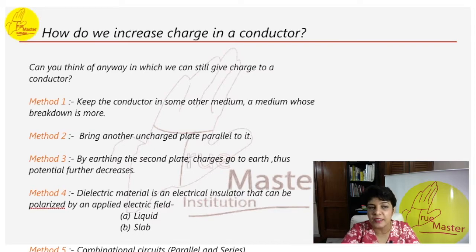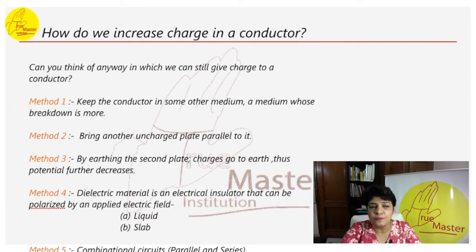Number one is to keep the conductor in some other medium. Presently, whichever medium it is, when the ionization starts, it will start leaking. So keep the conductor in a medium whose breakdown is higher. Then when the extra charge is given, the ionization is late, so the leakage time is delayed. This is method one.